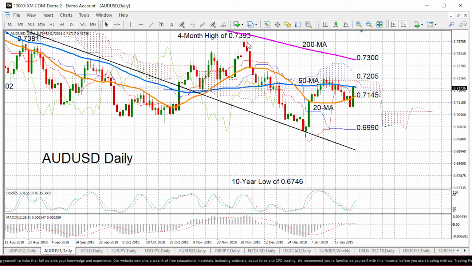And then passing that level as well, we could see the start of a new uptrend for Aussie dollar. Until then, the neutral outlook will hold.